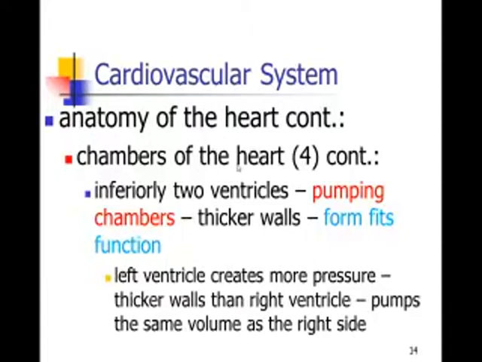However, it's really important to note that they both pump the same volume, even though one is pumping harder. The reason the left ventricle has to pump harder to be effective is that there's more resistance in the systemic circulation than there is in the pulmonary. And so without the extra pressure, the blood wouldn't move through that system.